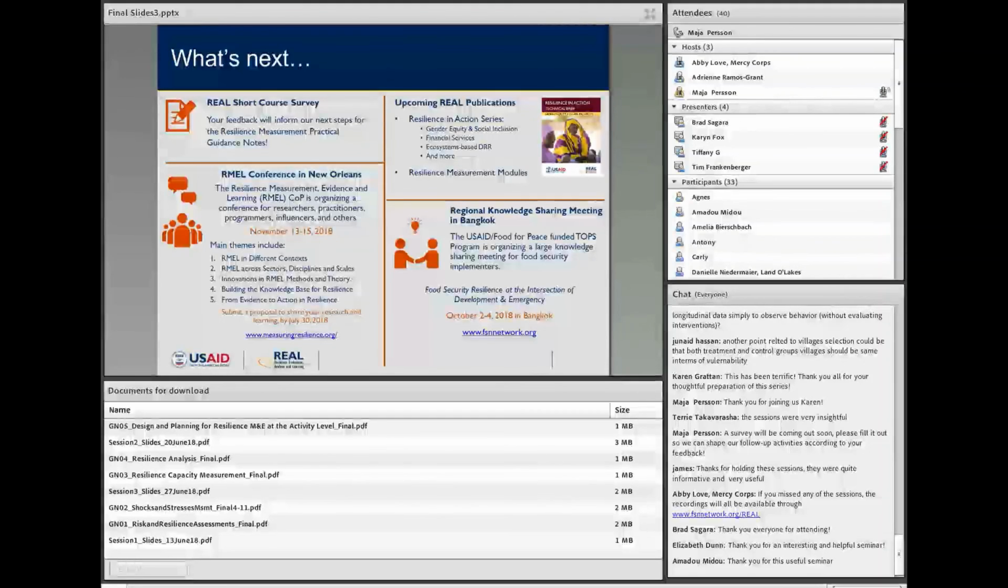Lastly, we have some exciting publications coming up soon from the Real Award, including a series of technical briefs called Resilience in Action, which will cover a range of topics. The first one to come out is on gender equity and social inclusion. Another upcoming series of publications is the Guidance on Resilience Measurement Options produced by TANGO. Like the practical guidance notes, these resilience measurement options are designed to help you, AID staff, partners, and other stakeholders to use adaptable data collection and analysis modules to consistently capture the effects of their resilience investments.